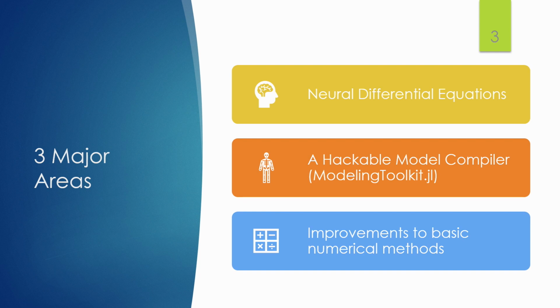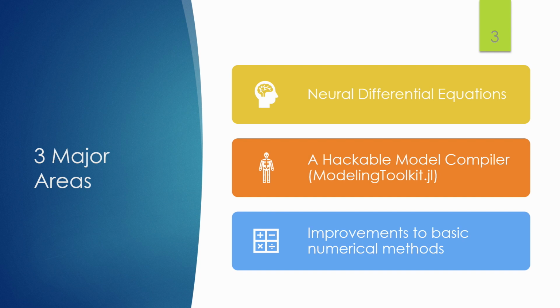There are three real major areas. Neural differential equations is the flashy topic we'll start with. Then a hackable model compiler, which we call ModelingToolkit.jl, and improvements to basic numerical methods. How can you make a non-stiff solver faster? That's going to be the last thing that we end on.